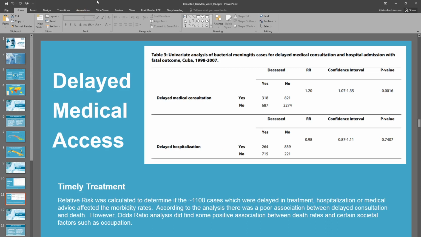Here, first we have studied the delayed medical access. It was thought, or supposed, that the distance of people from the healthcare facilities or the lengthy transportation could have negatively affected the outcome. But it was actually determined after doing a relative risk assessment that there was a poor association between the delayed consultation of a doctor or a medical facility and death, meaning that it was not an actual factor, it was more of a confounding factor. After running odds ratio analyses, they did find positive associations with increased death rates and certain societal factors such as occupation. We'll get to the specific societal factors further in the study.